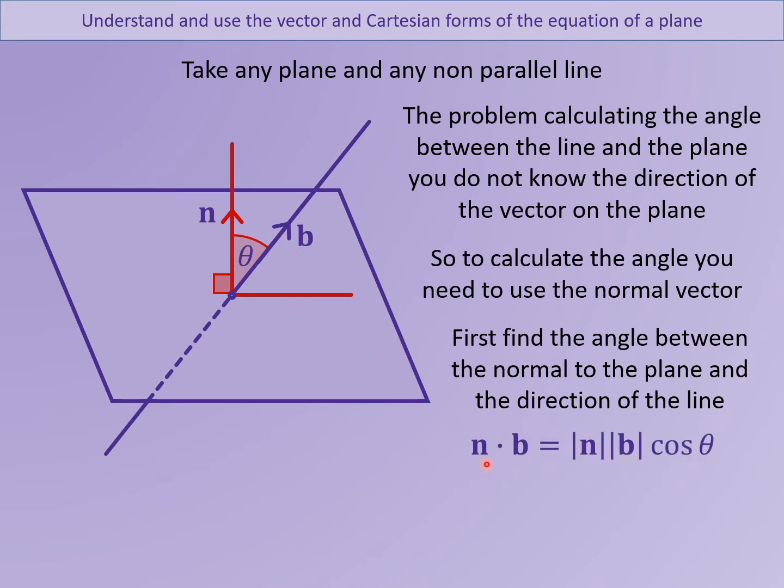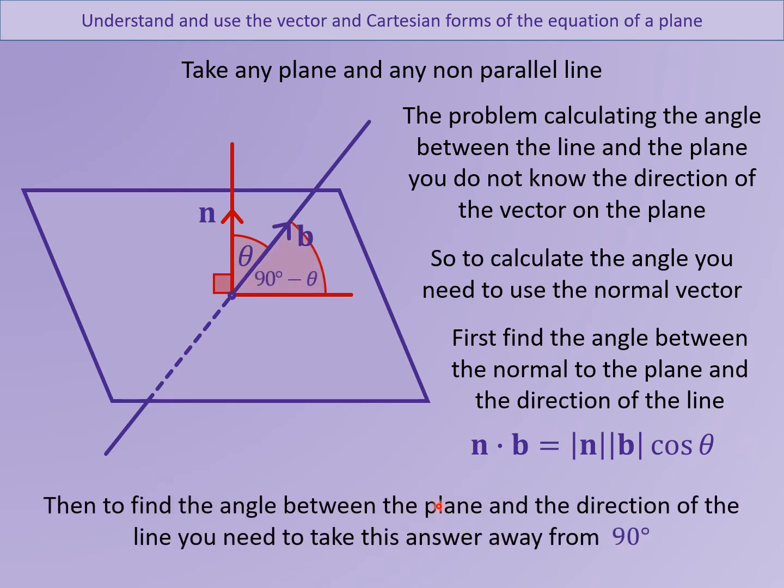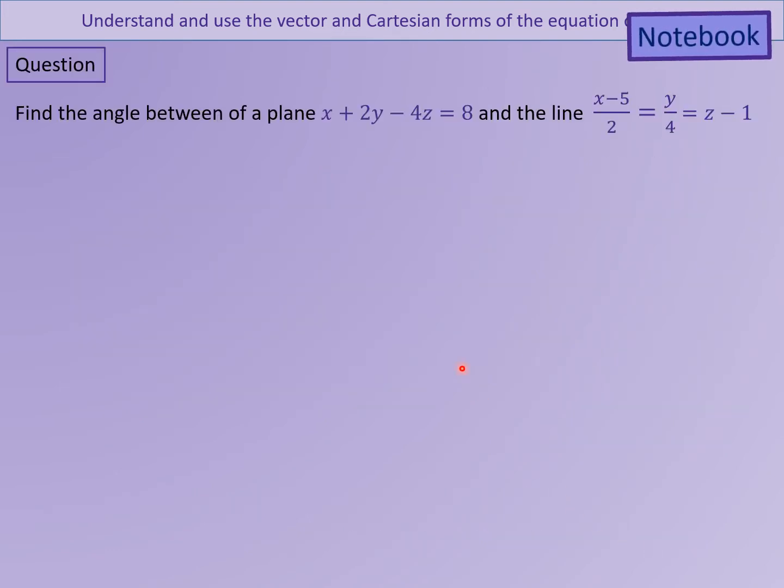So the angle between the normal and the direction of the line, using the scalar product again, same as we did before. Anytime they ask you to work out an angle between things, you should be thinking scalar product. So find the angle between those two. Once you do, take it away from 90 degrees. So we're going to have a look at an example of that. The angle between the plane and the line in Cartesian form. In fact, they're both in Cartesian form. So again, write it down in your notebook. I can pause, give you a chance to have a go yourselves.